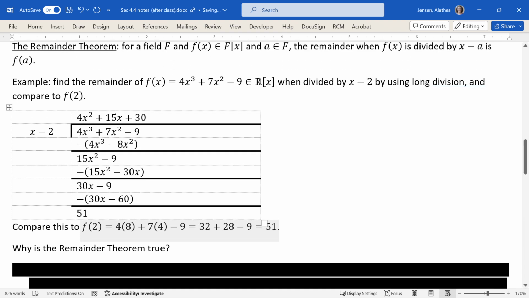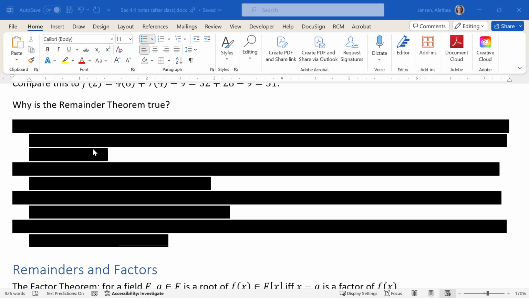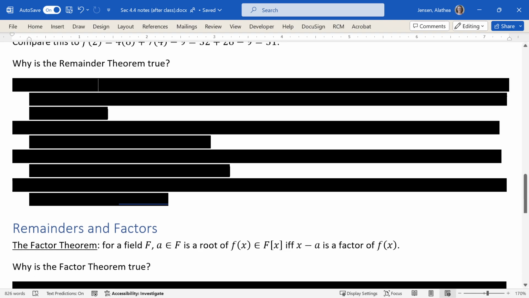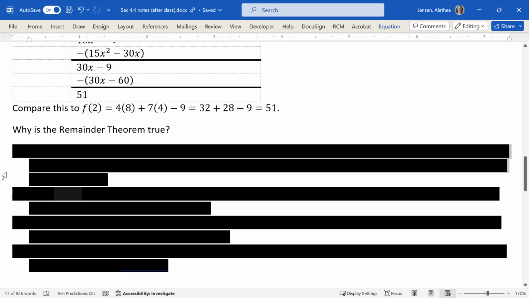Actually, I think I would like you to stop, pause for a second and think about why this should be true. Your thoughts should focus around the division algorithm for polynomials. Why would that imply the remainder theorem? And then I will go over the reasons with you. Okay, so assuming you gave that some thought, let's go over why the remainder theorem is true.